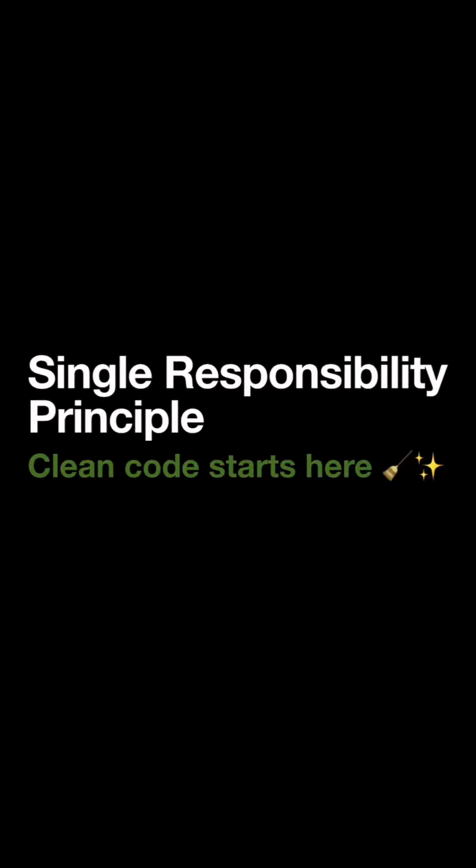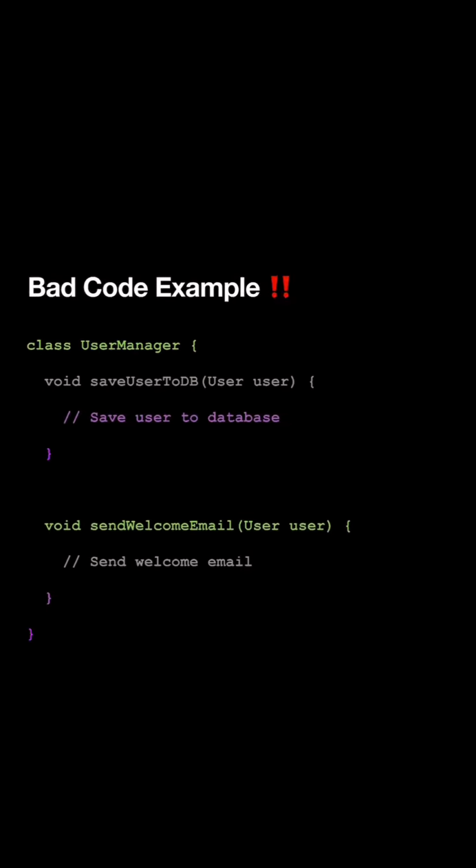It says that a class should do only one job. If it's doing more than one job, it is going to become a problem sooner or later. So we will see what a bad code example looks like. Here's a common mistake I see all the time. Let's see with an example. The UserManager class is handling saving users to the database and also sending welcome emails. Two totally different responsibilities all jammed into one class.